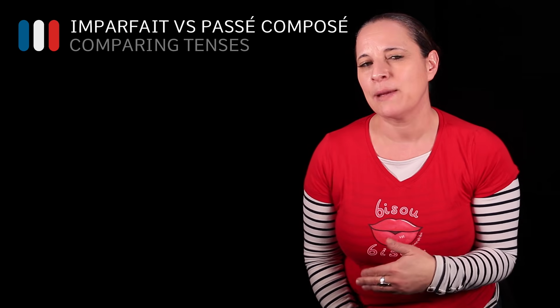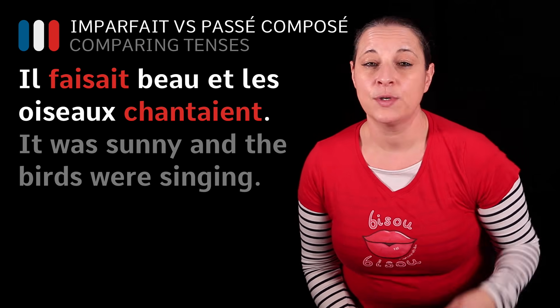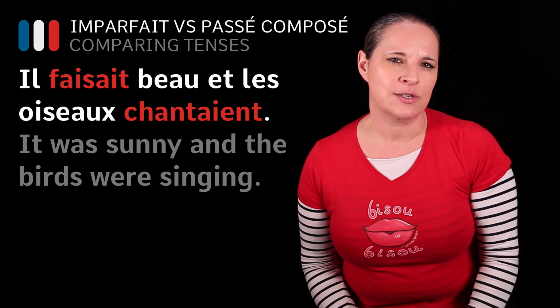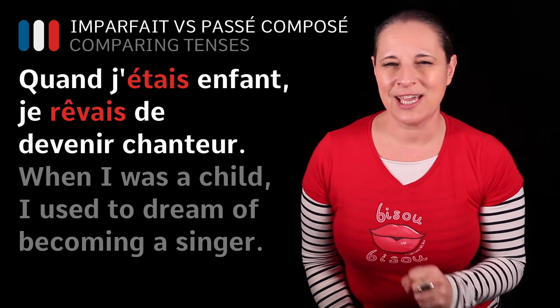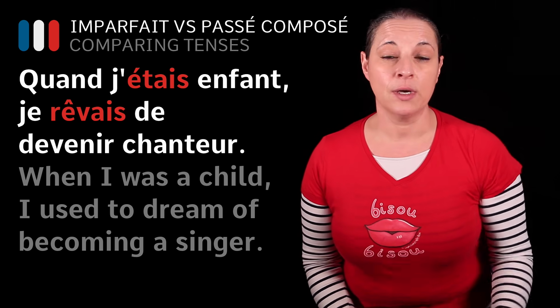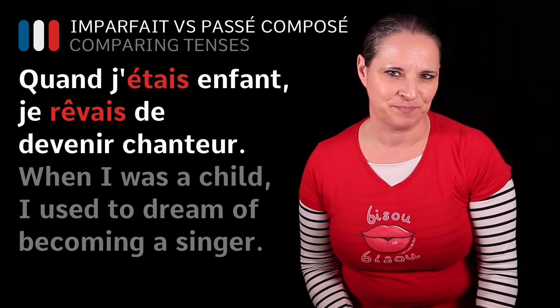For example, you could say il faisait beau et les oiseaux chantaient. It was sunny and the birds were singing. And it can be used to describe memories as well or feelings. For example, you could say quand j'étais enfant, je rêvais de devenir chanteur. When I was a child, I used to dream of becoming a singer.